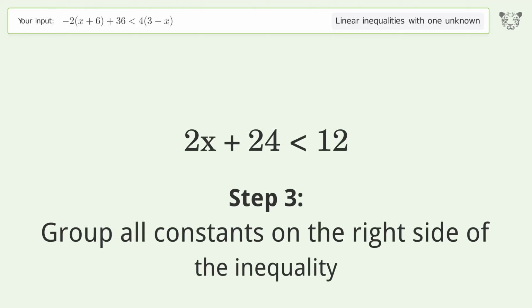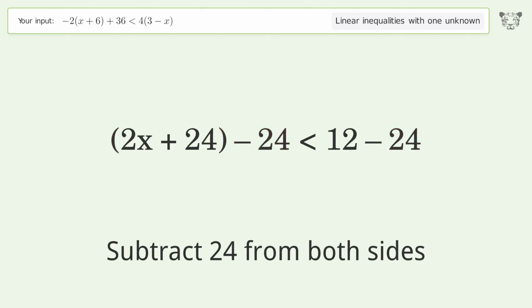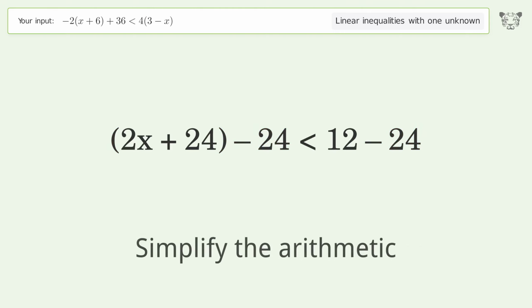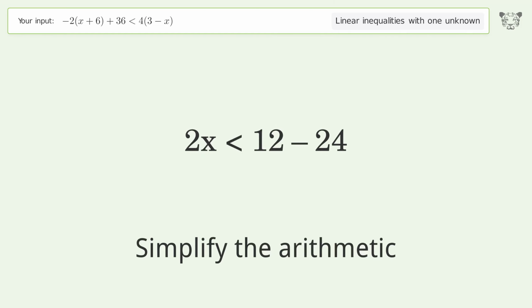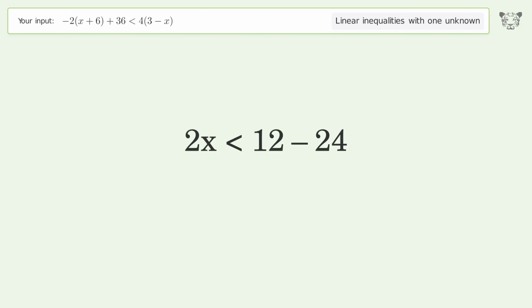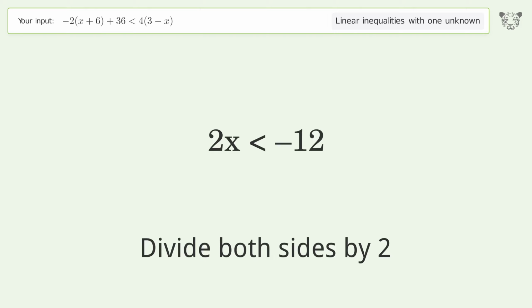Group all constants on the right side of the inequality. Subtract 24 from both sides. Simplify the arithmetic. Isolate the x. Divide both sides by 2.